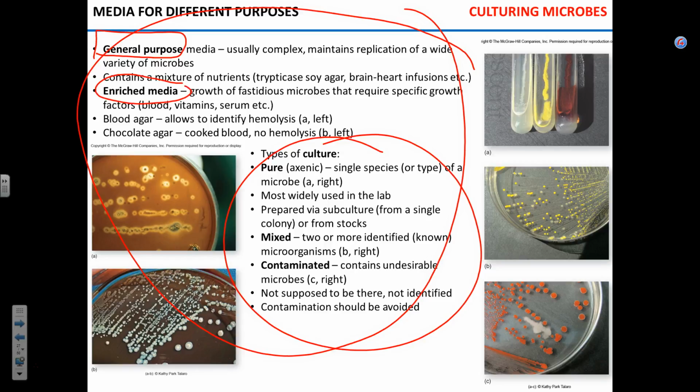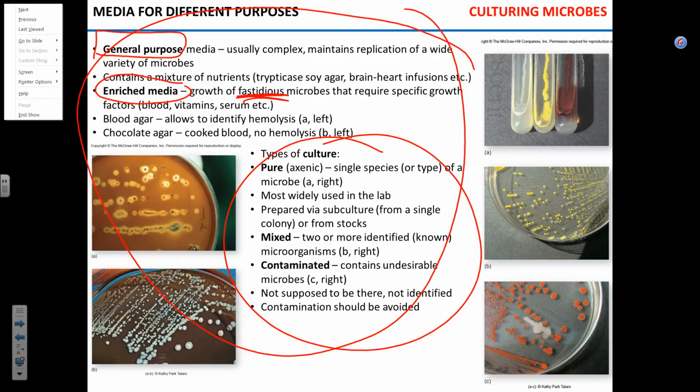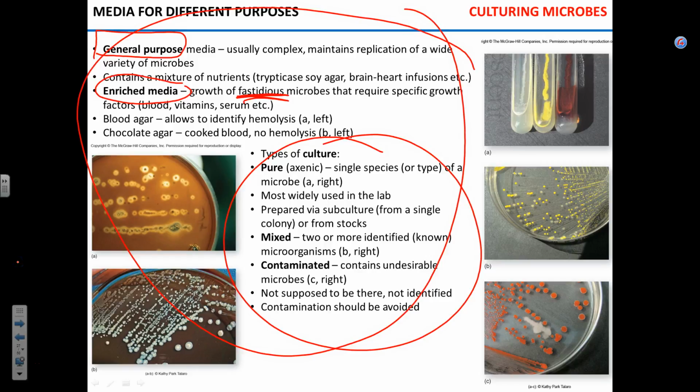Enriched media is the one that maintains the growth of fastidious microbes. Remember I told you I will tell you about the word that you have to know. Remember, if there is something, I will stress it. Know the word fastidious. Fastidious microbes are the ones that require some specific component to grow. Right?